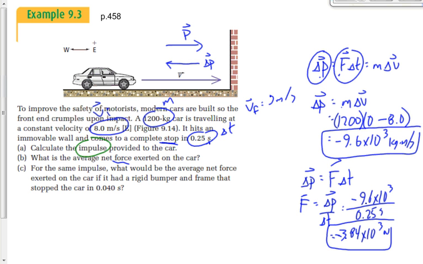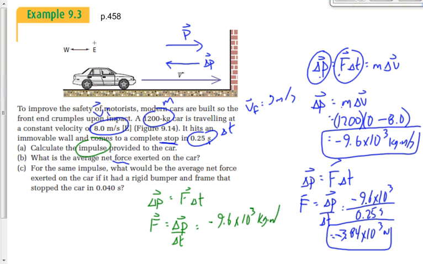Impulse doesn't hurt you. Force hurts you. The impulse of the car will be the same no matter how it stops. Let's figure out what the force is, though, with the rigid bumper. F is equal to delta P over delta T. The impulse is still negative 9.6 times 10 to the 3, because it's going to be the same no matter what.